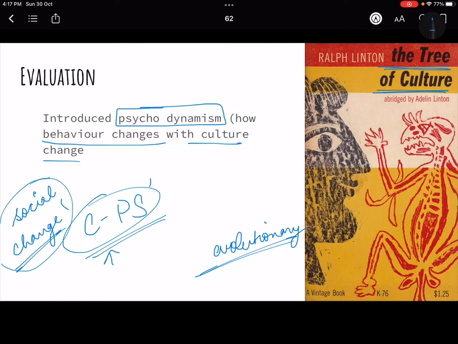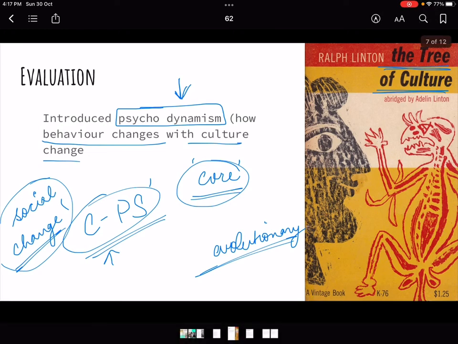And then he introduced the psychodynamism aspect, that is, how the behavior would change if the culture changes, right? Because the core of the culture, which has the philosophy of the culture and which makes the personality type of individuals, if you have to change it, then you have to change the culture itself, right? Because culture has a lot of influence on the personality type of people living in that culture. So I hope I've cleared myself on this topic.